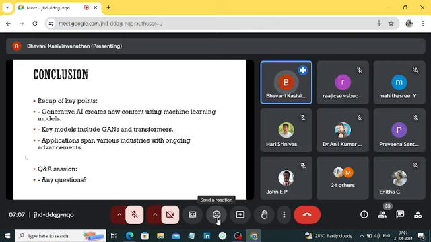Any questions on how to? Because I kept it very theoretical, I was not very sure about the audience. What is their expectation? So I just went for theory. Maybe tomorrow I'll take a more code perspective, code work.